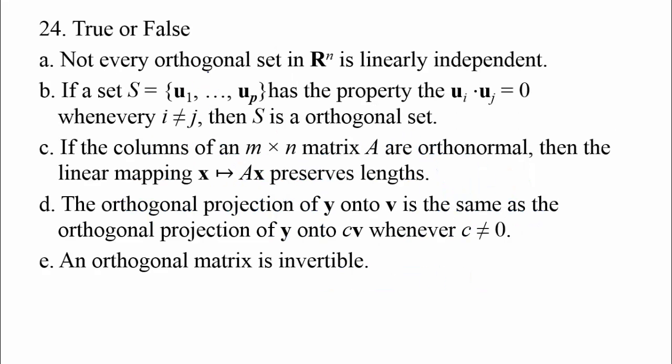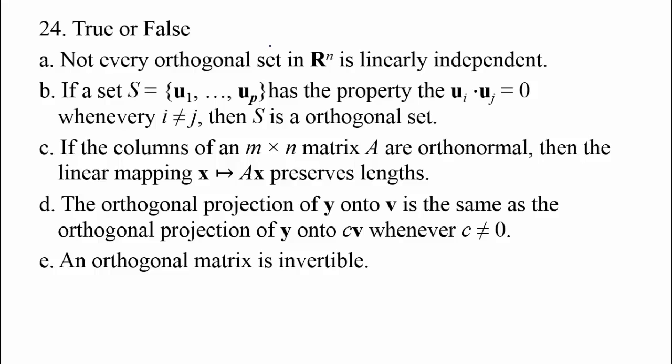Okay, here's another problem. It says true or false, so we want to give reasons for our answers. The first one says not every orthogonal set in Rn is linearly independent. So we did have a theorem that said if you had a set of orthogonal vectors, it would be linearly independent, but it assumed that they were non-zero vectors.